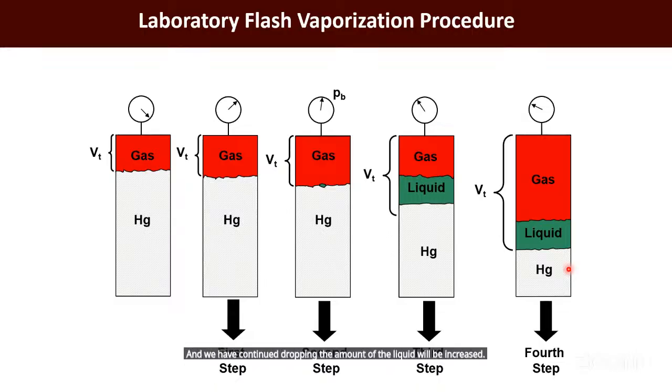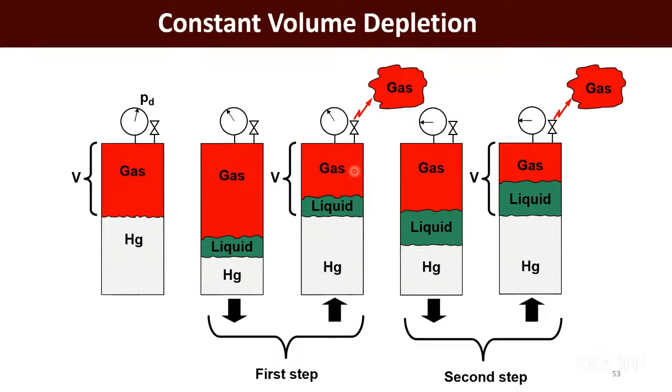This is very important, or it's a replacement for the CCE experiment or flash vaporization experiment, because in case you have gas, we will apply this experiment in order to get the properties of the gas itself. Also, the constant volume depletion is more similar to the differential liberation, and it's applied to gas.